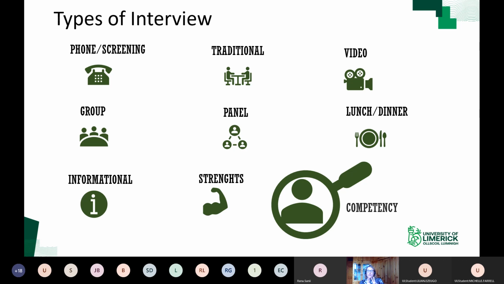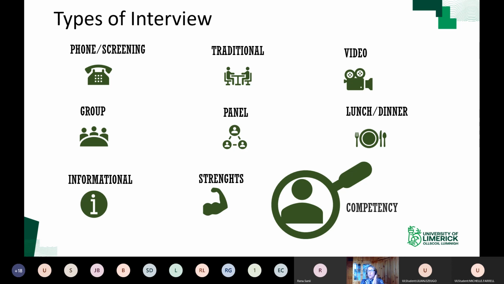The next and final 2 are strengths and competency. These often relate more to the type of question that you're asked rather than the format of the interview. The others are more around format. With strengths-based questions, from a company's perspective, they know from the material you have submitted, your application or CV, that you can do the job, that you have the educational attainment, the skills, and the expertise that they want.